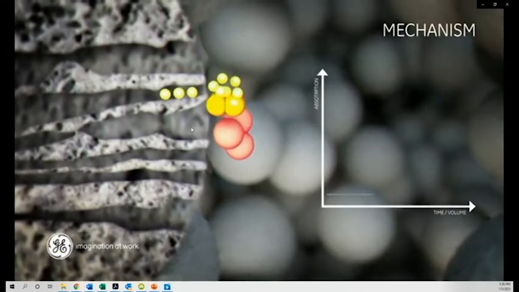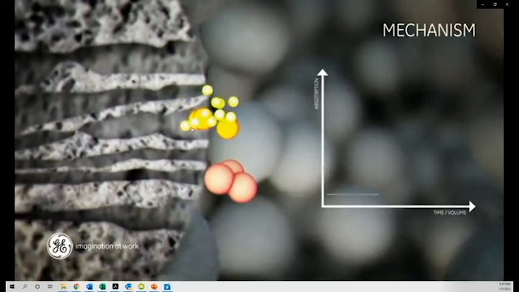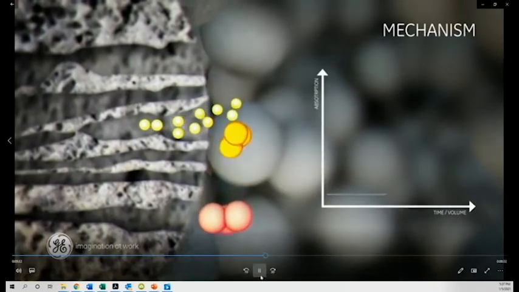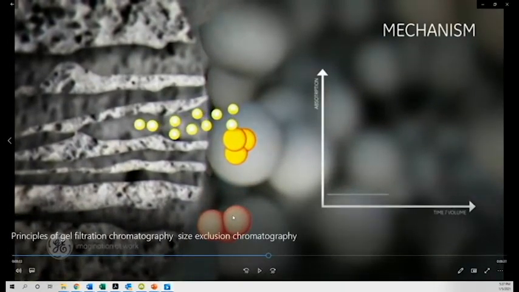Molecules which range in size between the very big, excluded from the gel, and the very small. So these are the biggest molecules. They will not be trapped by this sieve, so they'll be excluded, so they will come out first, and then the medium size come out second, and then the smallest size molecule will come out last.